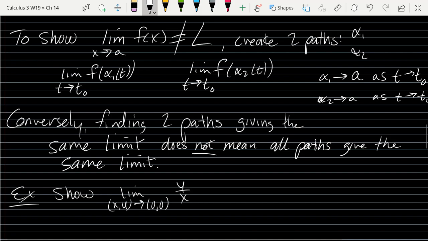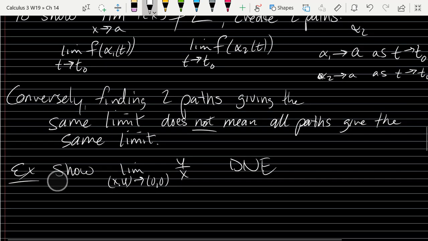So I want you to show this limit does not exist, start to finish. I'll still be showing this next class. All right, so on this problem, you're going to pick two different alphas that lead to two different limit values. You can also, if you find an alpha path that is undefined, stop right there. So if you find one path that leads to no limit, you can actually stop. Sometimes you get lucky and find a path that leads to an undefined limit.